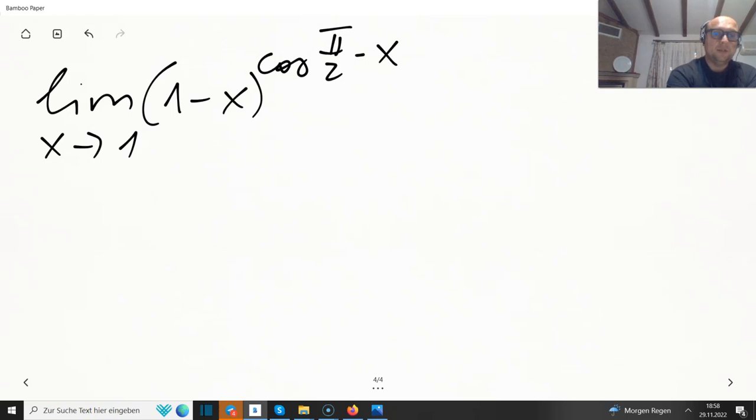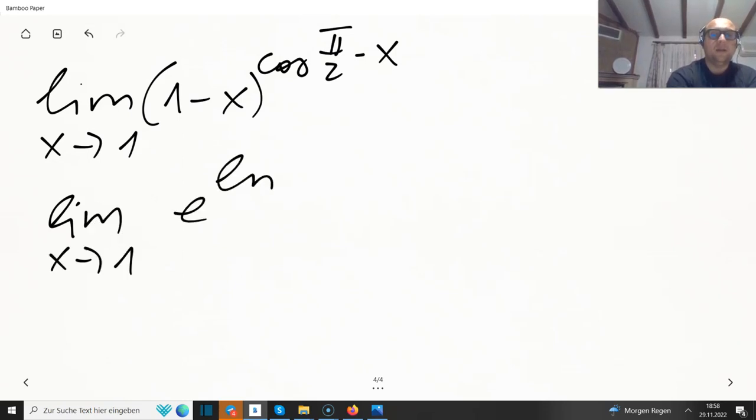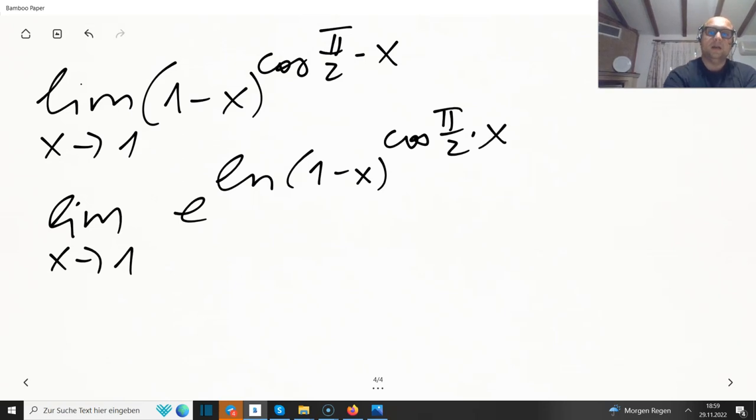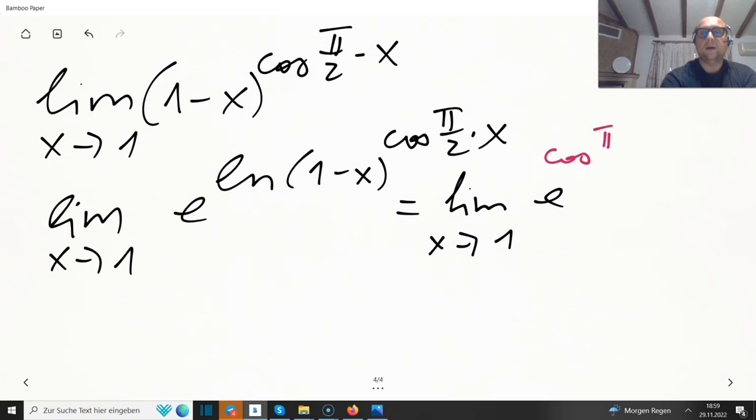Should we use e notation? I think there is no other way, right? So we're going to rewrite it as a limit, x towards 1, of e to the power of ln of (1 minus x) to the power of cosine of pi halves times x. I'm bringing it down again. So this is e to the power of cosine of pi divided by 2 times x times ln of 1 minus x.